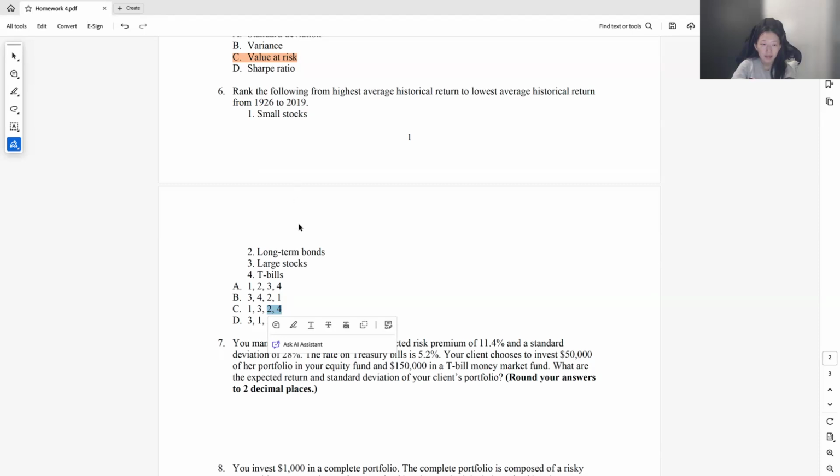And then the second largest risk, comparing to small stocks, I think large stocks is less risky. So we just talk about why. So then 3 is the second highest risk asset. And then the asset with the highest risk is small stocks among the 4. So the right order will be 1, 3, 2, and 4.